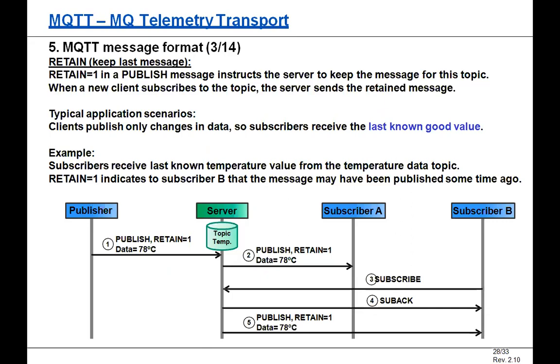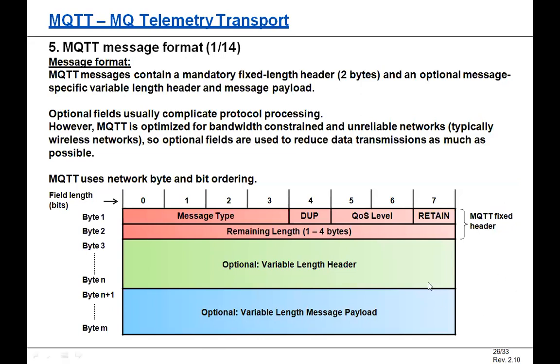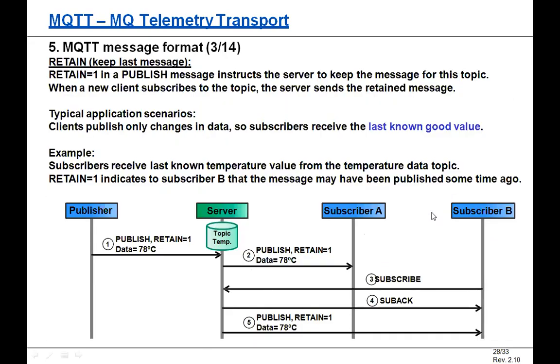So we were discussing the retain bit in the MQTT header. Whenever this retain bit is 1, the meaning is that the publish message instructs the server to keep the message for this topic. When a new client subscribes to the same topic, the server sends the retained message, not the freshest message, meaning the last known good value it will send to the new subscriber.